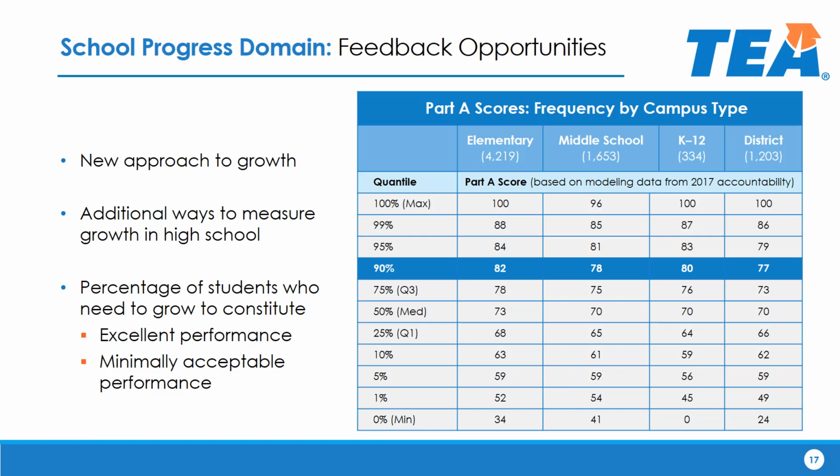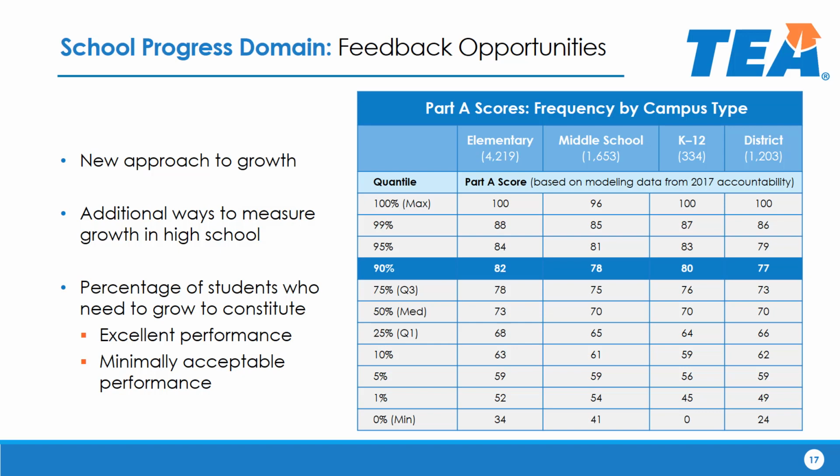So here's the specific feedback that we're looking for. The new approach to growth: is it the right direction? Are tweaks needed? And secondly, what percentage of students need to grow in order to show excellent performance? What about minimally acceptable performance? In the example that we use, 71% of students grew.